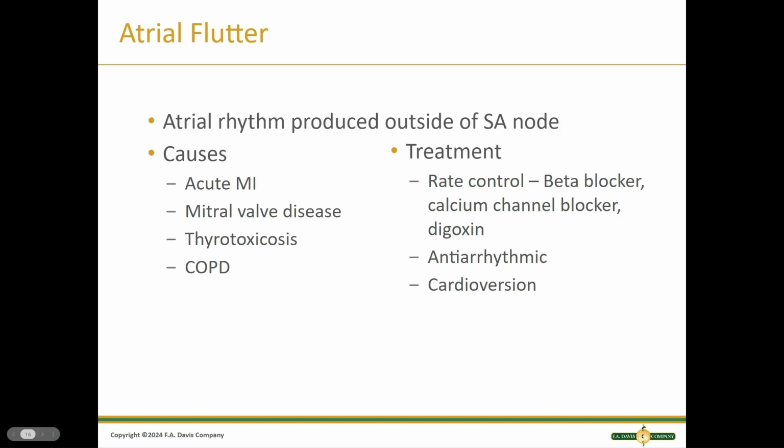Next, we'll talk about atrial flutter. So atrial flutter is very similar to AFib. It is, again, an atrial rhythm that is produced outside of the SA node. Causes can be from acute MI, mitral valve disease, thyrotoxicosis, COPD. And treatment is very similar to atrial fibrillation.